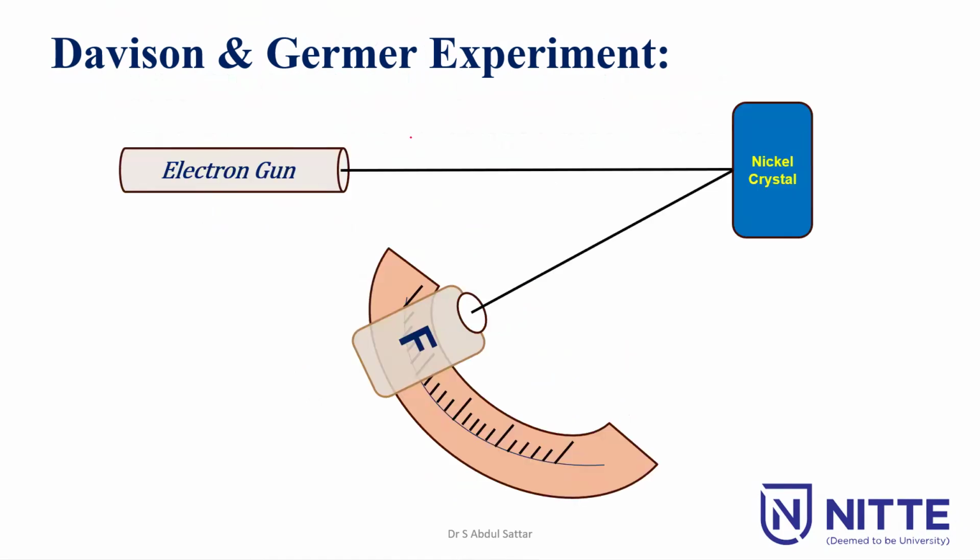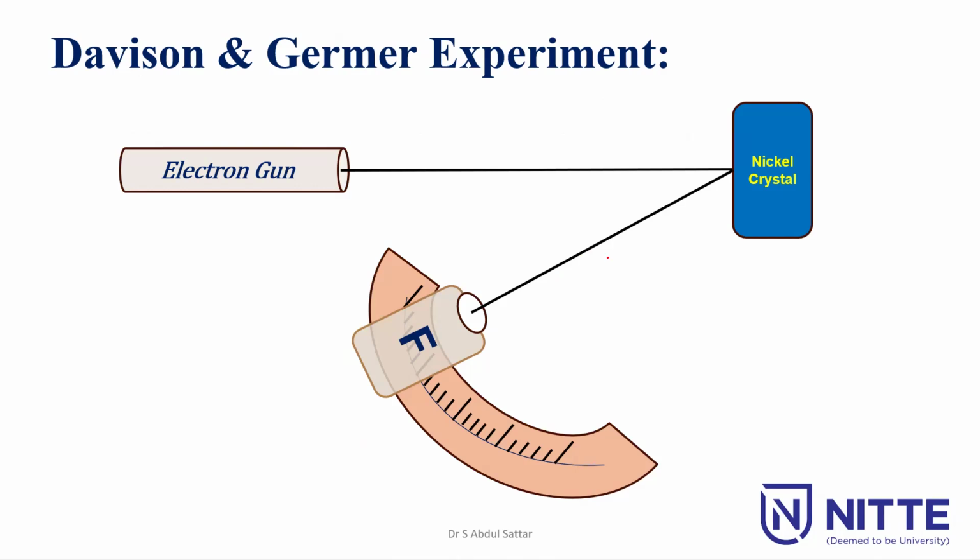What experiment did they do? They took an electron gun, from which we get an accelerated beam of electrons. Those are focused onto a nickel crystal. The reflected electrons are identified by means of a Faraday tube. The concentration of reflected electrons is measured by the Faraday tube, which is moved to different angles, measuring the reflected intensity of electrons from the nickel crystal. Then they plotted a graph between the angle and the intensity of electrons reflected.